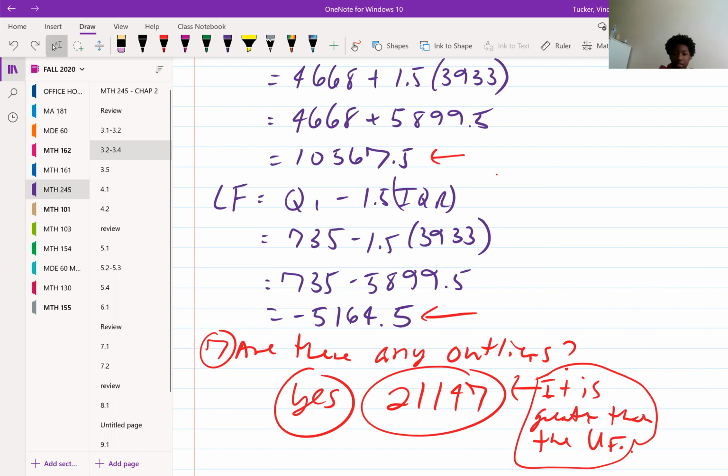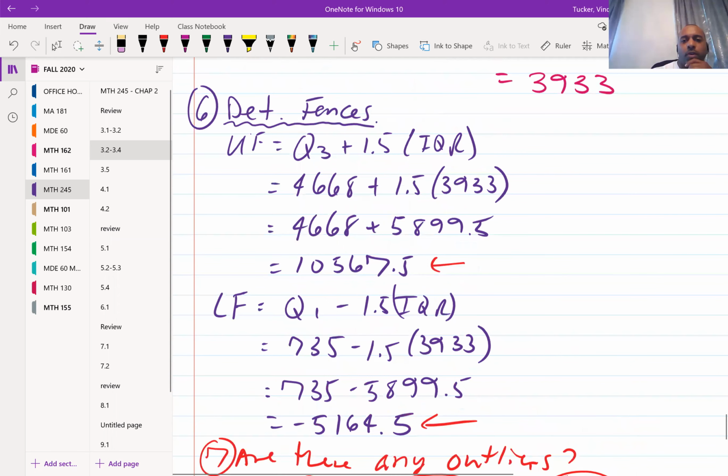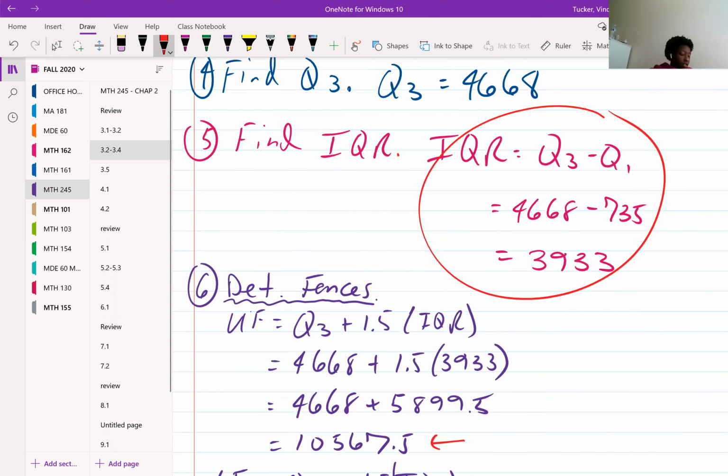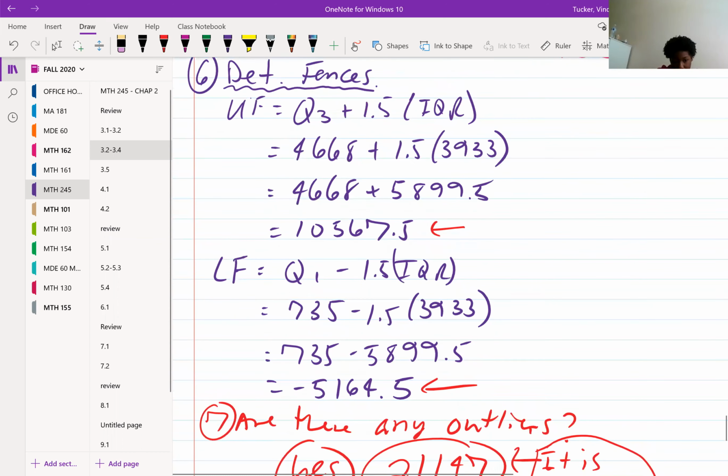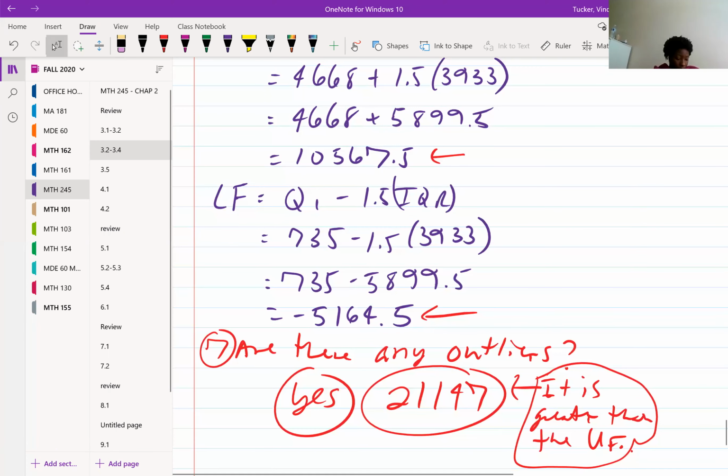To find the fences, what do you multiply the 1.5 by? You multiply it by our IQR, which is 3933. Is that what you're asking about? Oh, yes. So that came from right here. Oh, okay, that's what it is. All right, anything else before we go to the next thing?